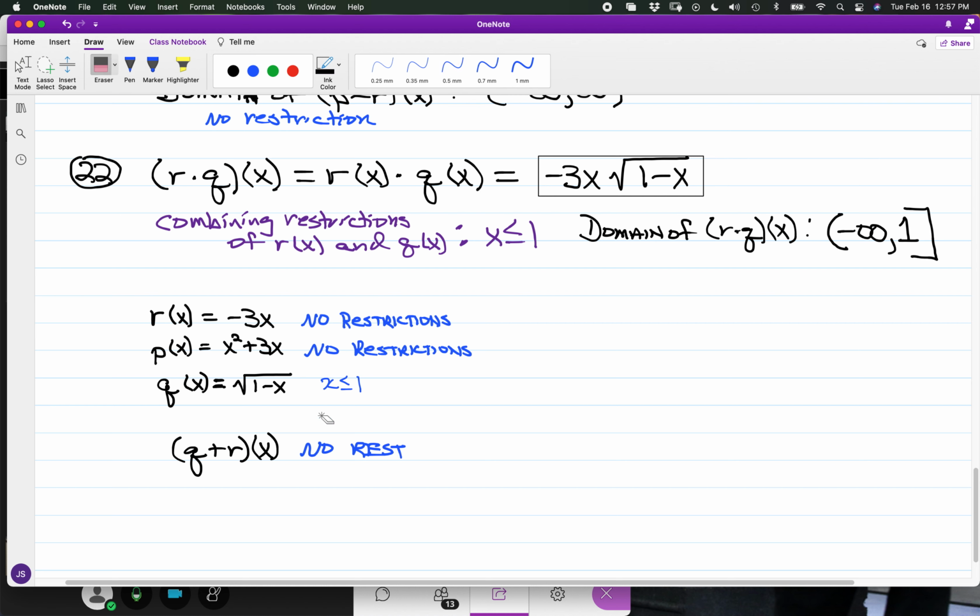So for q plus r of x, combining the restrictions, you would have that x is less than or equal to 1. And again, you have the domain, like what we have with r times q of x. And if I have q minus r of x, you're going to have the same bit of history to repeat.